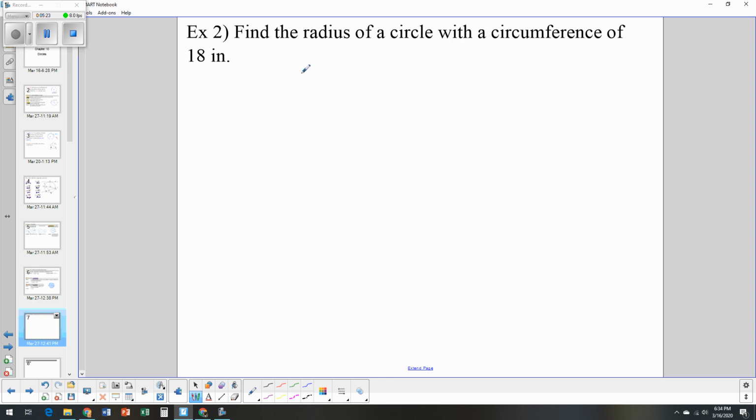So we know that our formula for circumference, and there we're looking for radius, so I'm going to use the radius formula, is 2 pi r. They're telling me the circumference is 18. So I'm going to set 18 equal to 2 pi r. So from here, I want to get r alone, so I will divide both sides by 2 pi.